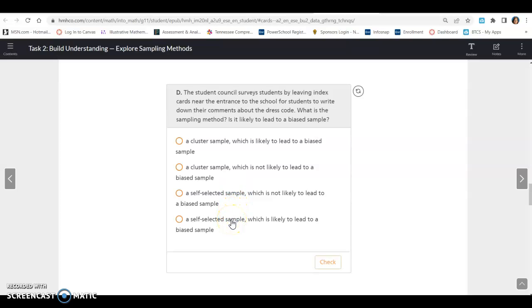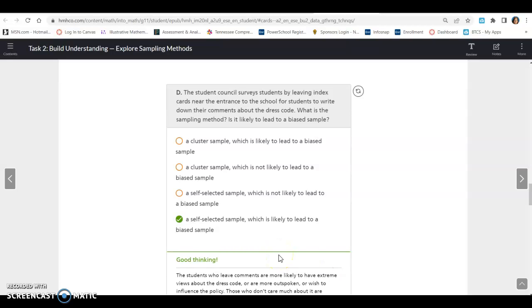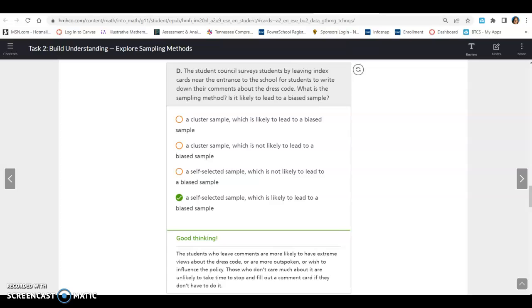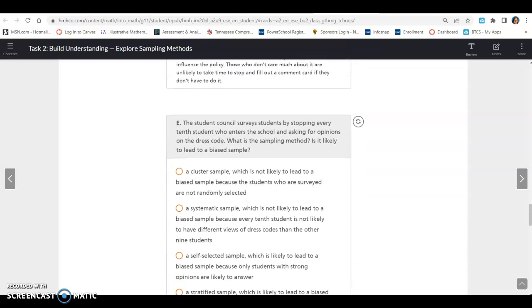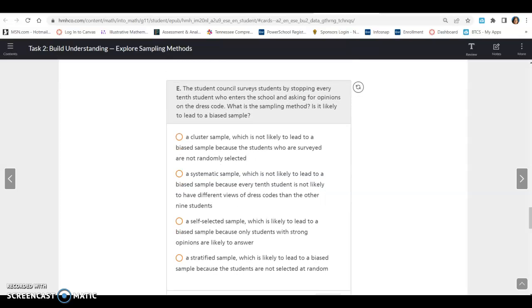You're choosing to, and one option says which would not likely lead to a bias, and this one says which is likely to lead to a bias. So I'm going to go with this one because if you take time to fill out the survey, you probably have a strong opinion one way or the other about the dress code. So if it was a random sample, you're going to get different opinions about the dress code, but if people are choosing to do a comment about the dress code, they probably, again, have an extreme opinion one way or the other. Like they really want a strict dress code or they want a very lenient dress code.